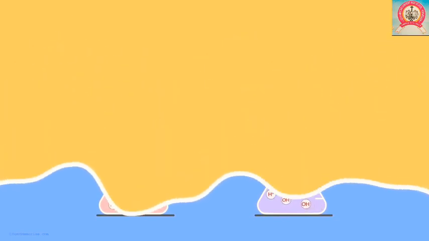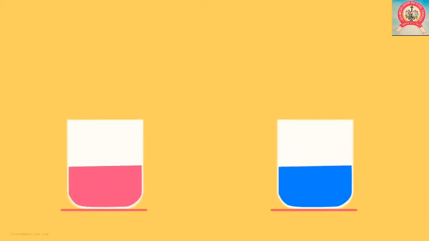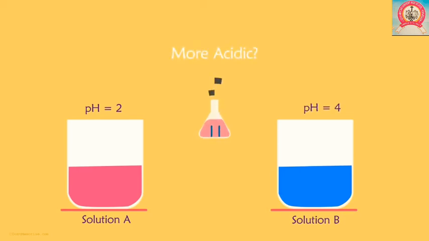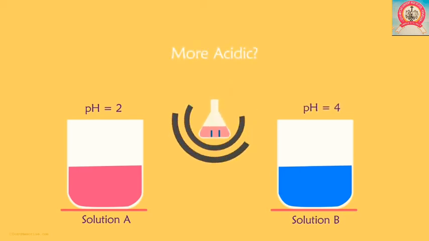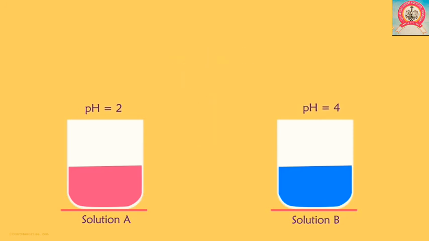Let's take a very basic test to check if you understood the concept of pH scale. I have two solutions, solution A and B. Solution A has the pH of 2 and solution B has the pH of 4. Which one is more acidic? Yes, solution A is more acidic as its pH is lower.